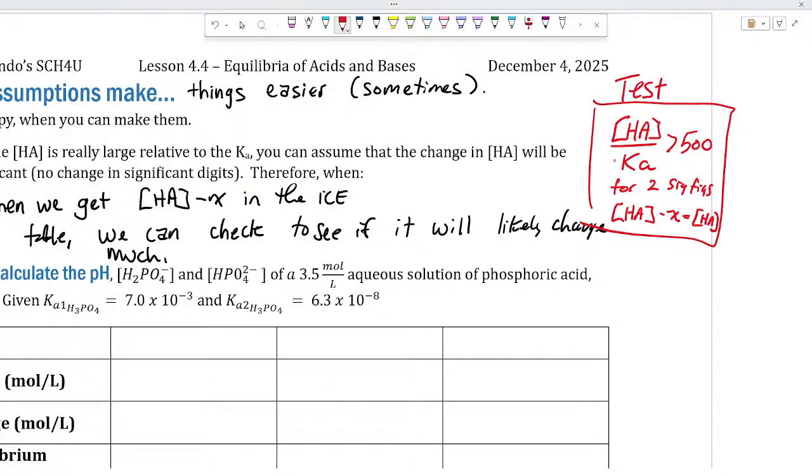In other words, if the Ka is only going to change this a small bit, then we can, for the purpose of our math, treat HA minus X as just HA. So little will be dissociated that it won't meaningfully change, and that's going to make our math way easier. If you wanted to do it for 3 sig figs, you'd have to have it be bigger than 5,000. If you wanted to do it for 4 sig figs, it would have to be bigger than, yeah.